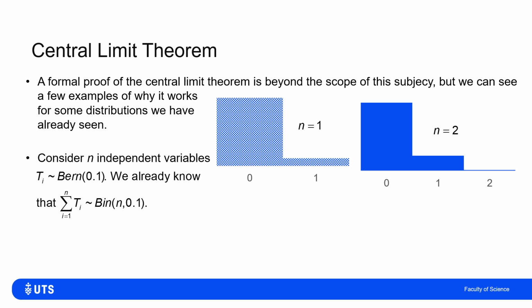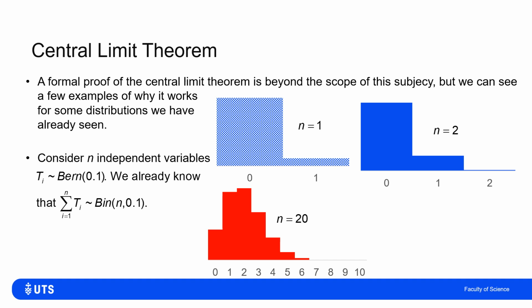If I make n equal 2, well, 90% of 90% of the time, both of my Bernoullis will be 0, so their sum will be 0. 10% of 10%, i.e. 1% of the time, both of them will be 1, so their sum will be 1 plus 1 equals 2. And the rest of the time, 18%, one will be 0 and the other will be 1. So these are both still very, very skewed. They're nothing like a normal shape. And the most likely value is still 0.